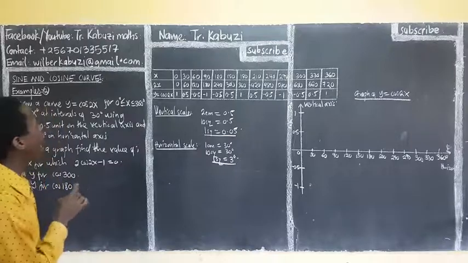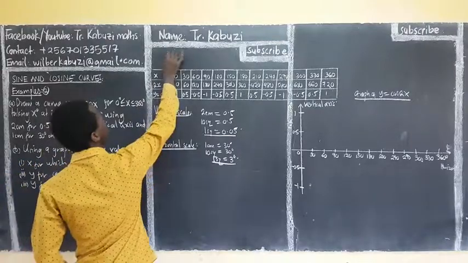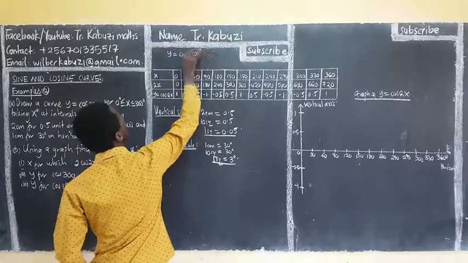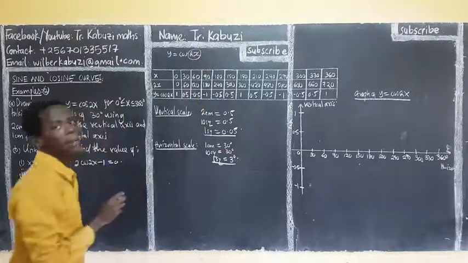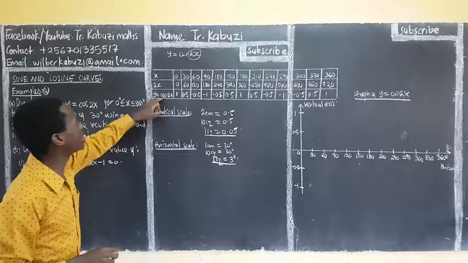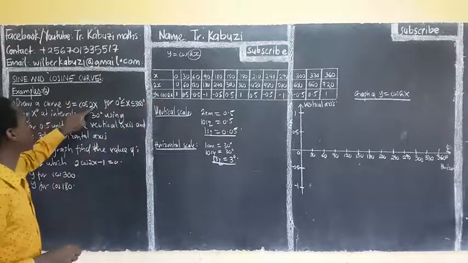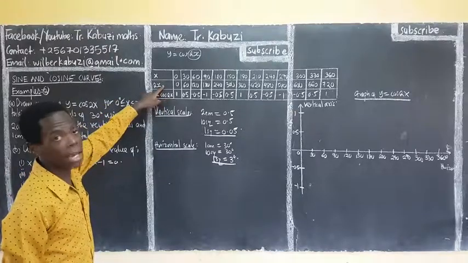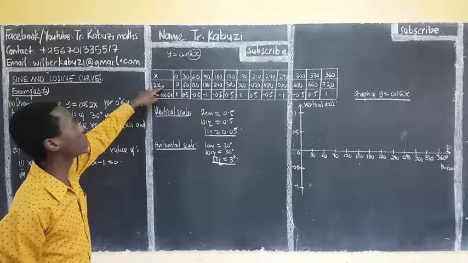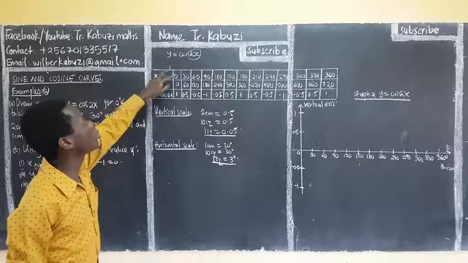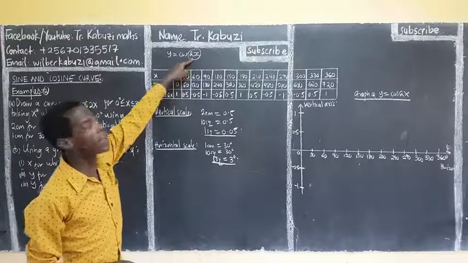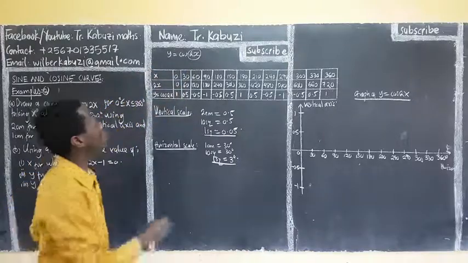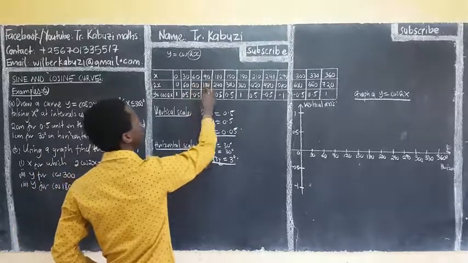Now, in our question, the graph we are plotting is the graph of cos 2x. You see that the angle is multiplied by 2, meaning that to get y for the curve y equals cos 2x, I first multiply my angle by 2. That's why in this row here, I'm multiplying the angle by 2 so that I can get y. If it was 3, I would multiply the angle by 3.